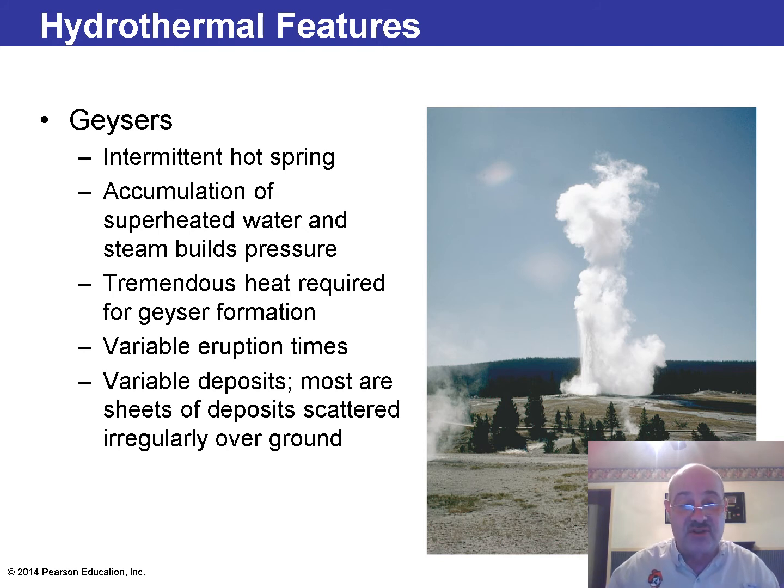Variable deposits. Most are sheets of deposits scattered irregularly along the ground. So you get this little tephra-type stuff, and that's the precipitation from the material that's being washed or blown out of the geysers. Now, it's really cool at Yellowstone. I didn't think the geyser was that cool. Okay, I saw it go off a couple times. Yeah, so faithful. Okay, you see it all the time on TV or whatever.